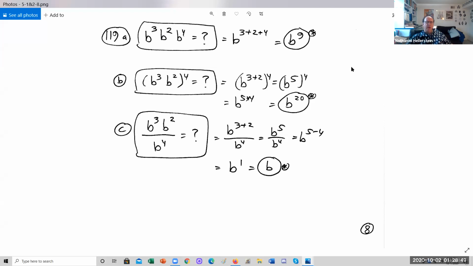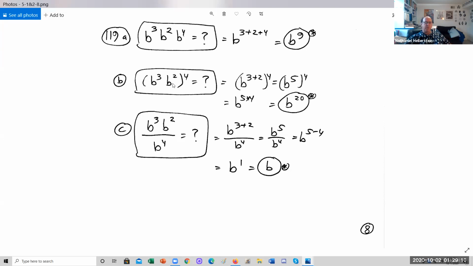All right, here we have one of those look-alike problems, not 119 ABC. Here we have a 3rd, a 2nd, and a 4th power being differently applied to all these b's. b to the 3, b to the 2, b to the 4, they're all multiplied, so we just add them: 3 plus 2 plus 4, which makes 9, so the result is b to the 9th.